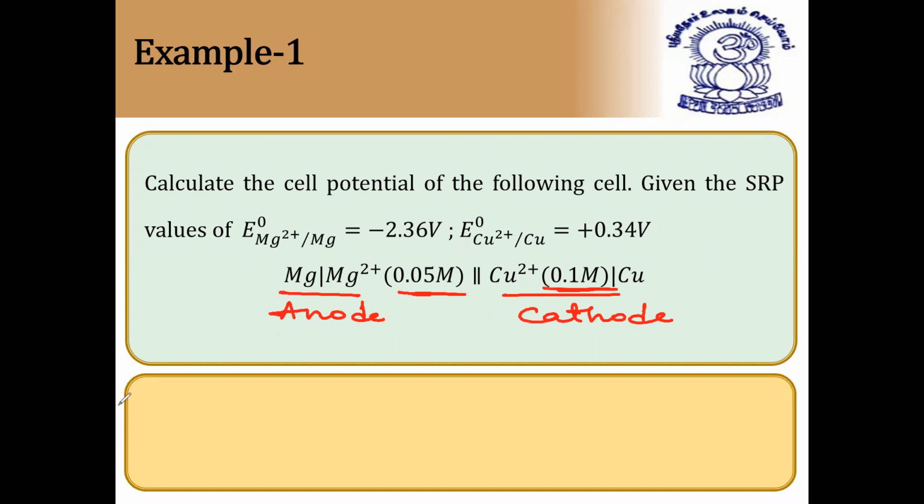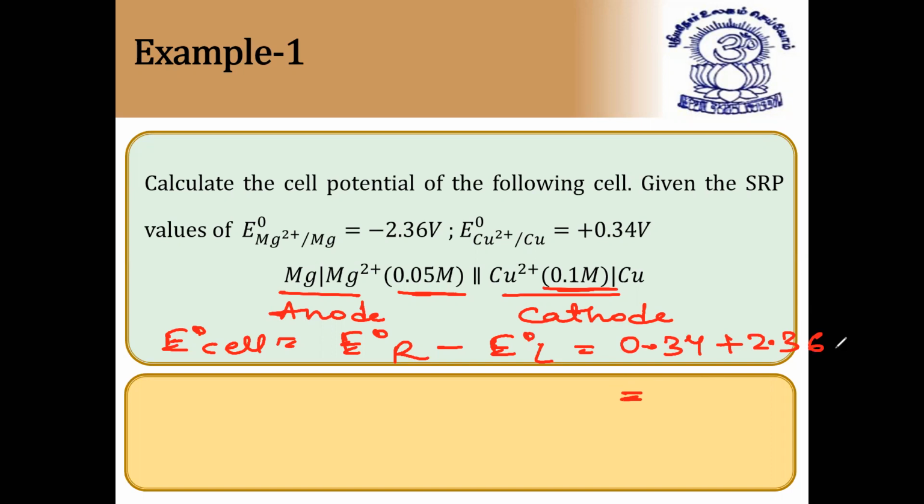So applying this equation, first we have to find E° of cell. E° of cell, the electrode potential of the cell, is equal to E° of right minus E° of left. By substituting the values, 0.34 minus of minus 2.36, because minus of minus becomes plus, so 2.36 plus 0.34 is equal to 2.70 volts.